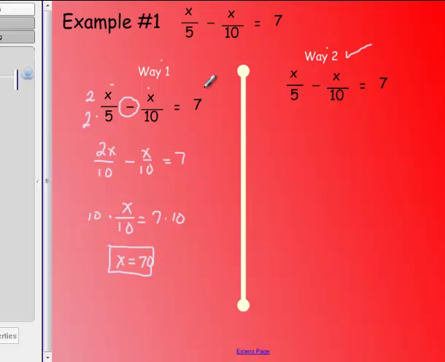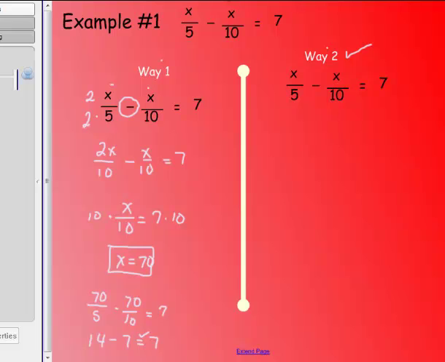Now, as usual, this is an equation, and we should always check our answers. So I'll do a quick check, and you should always do a quick check on a calculator. Don't necessarily need to see the visual check. Let's see, 70 divided by 5 is 14. 70 divided by 10 is 7. Does 14 minus 7 equal 7? Absolutely.